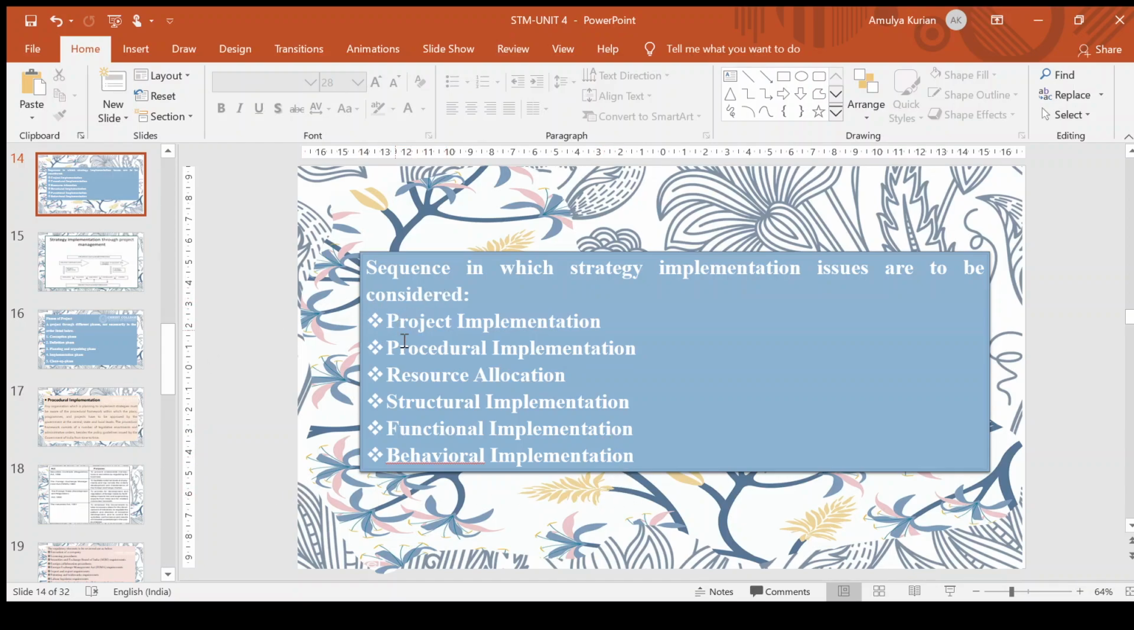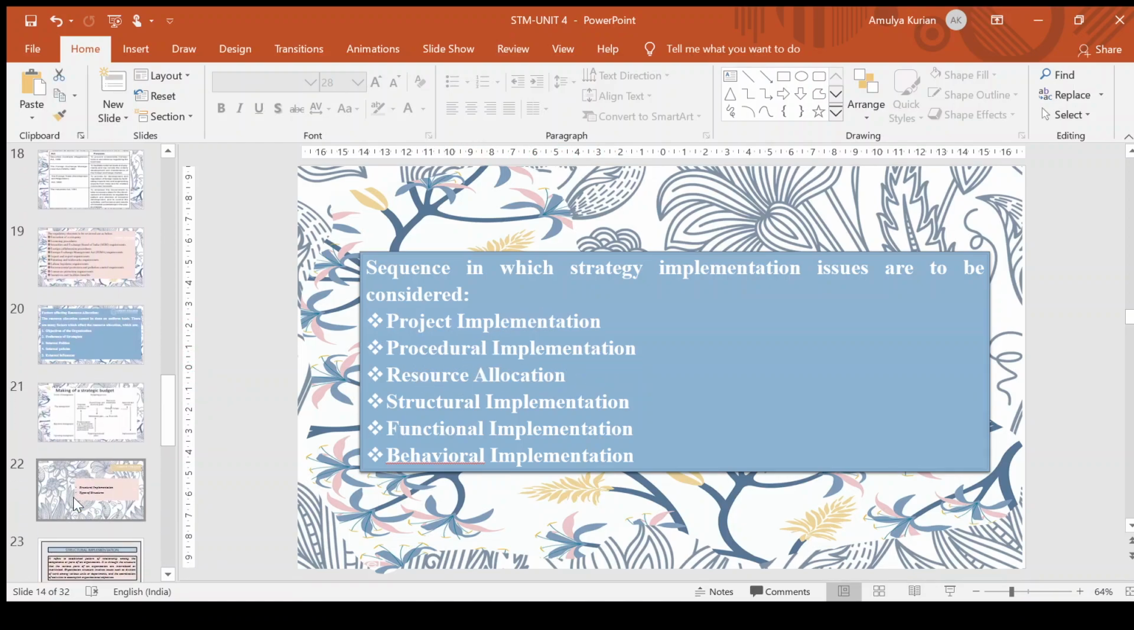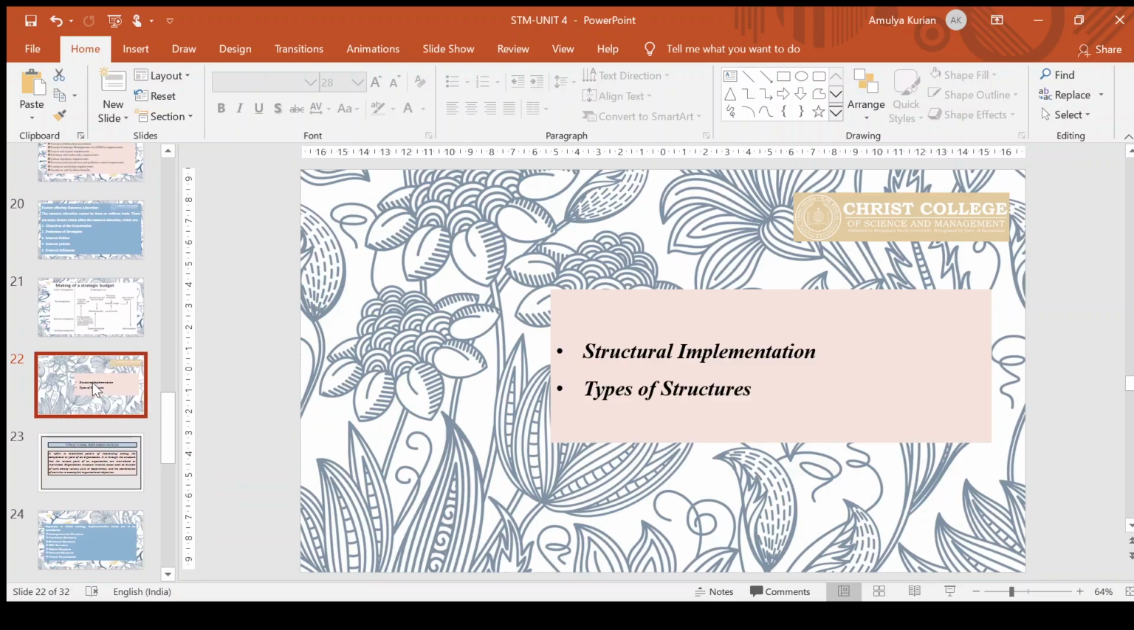We have already seen in detail what is project implementation, what are the different stages of a project, procedural implementation, what are the different acts or policies which should be kept in mind when you are coming up with strategy implementation, and resource allocation, because resources being scarce, how we will be doing strategic budgeting. All these things we have already dealt with. Then today's topic is basically structural implementation.